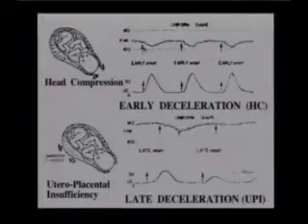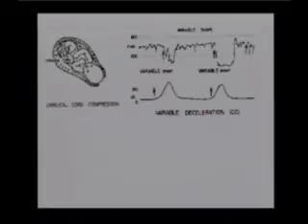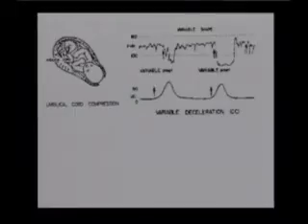So now, to summarize, early decels are caused by head compression. They are a normal finding. Late decelerations, or late decels, are caused by uteroplacental insufficiency, and they are an abnormal finding. They might indicate the need for a cesarean section if they continue. So early decels are good, late decels are bad.